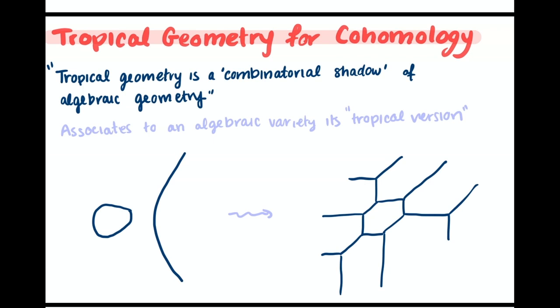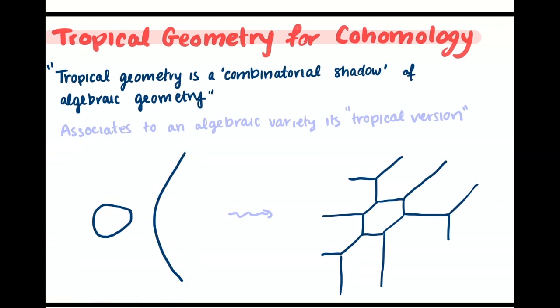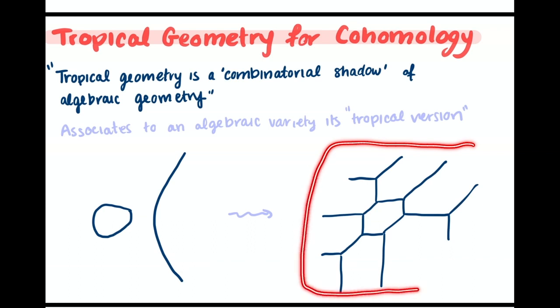Okay, so in the first part, let me say a little bit about what tropical geometry is. Maybe you've heard of it before, maybe you haven't, but the catchphrase that everyone says is that tropical geometry is a combinatorial shadow of algebraic geometry. And I like this catchphrase because I think it paints a picture of the right idea. So given some algebraic variety, like maybe this elliptic curve, tropical geometry gives you a way to associate to that its tropicalization, which is just a polyhedral complex.